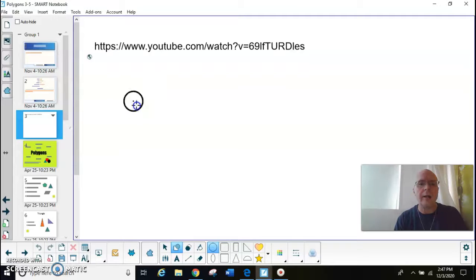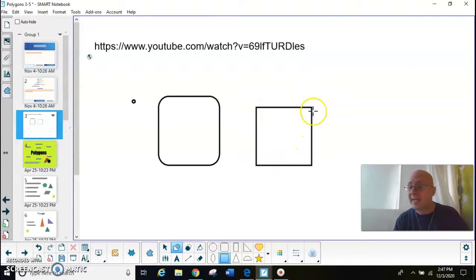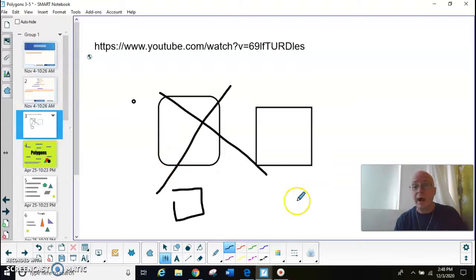A true polygon will have straight lines that touch, okay? The lines have to connect. If they don't connect, it's not a polygon. If I've got something like this, with straight lines, but it doesn't touch right here, that is not a polygon. This is not a polygon either, really, because it has curves here. A polygon has straight lines that connect.